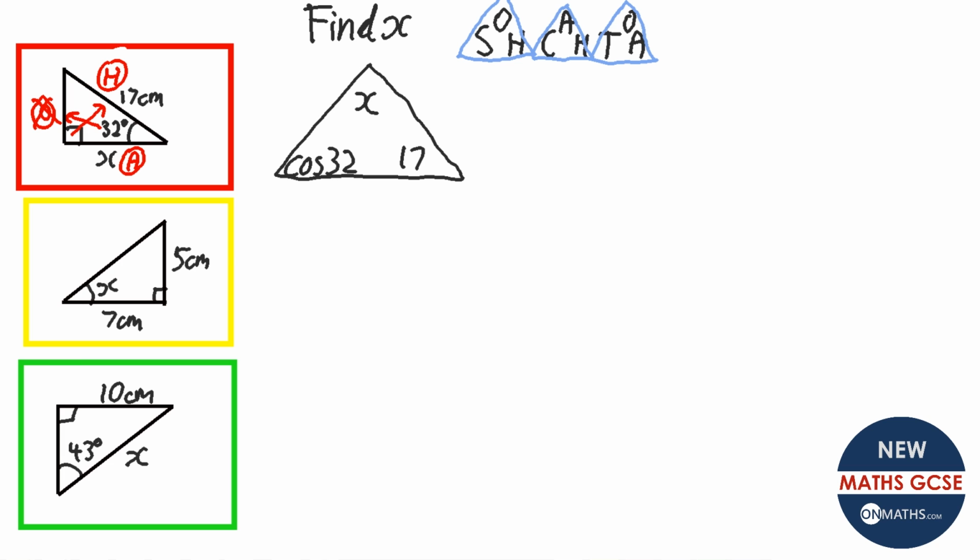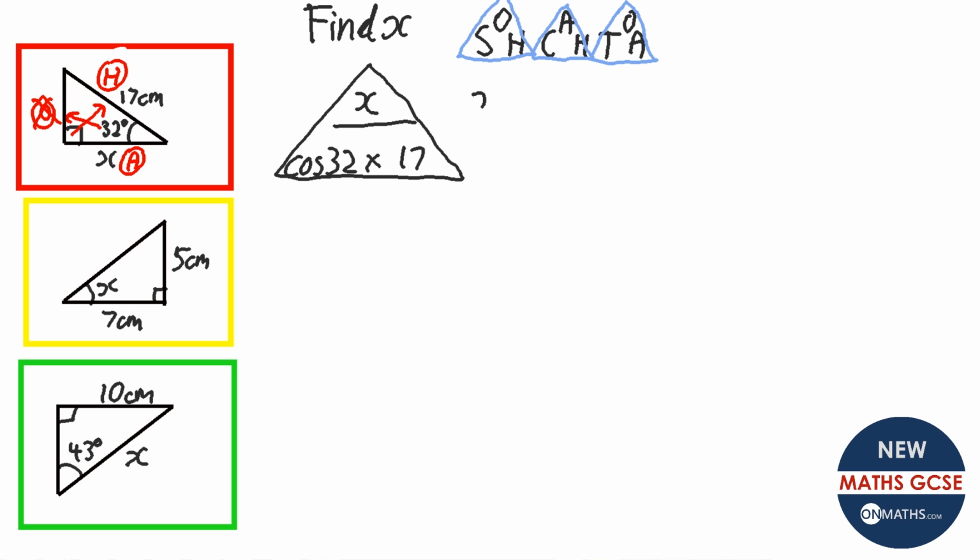Now, if you use triangles for speed, distance, time, when you're trying to find the top one, you just times the 2 at the bottom. If you try and find one at the bottom, you divide the one at the top by the one at the bottom. So with this question we're doing cos 32 times 17.